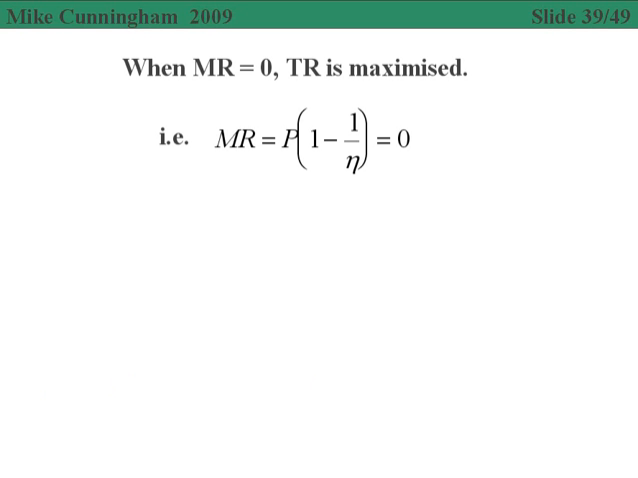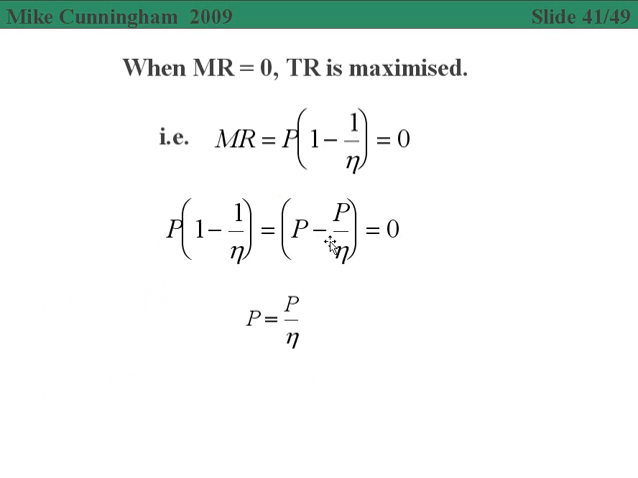So if we set this equal to 0, because we know marginal revenue is equal to 0 when total revenue is maximized, we should be able to work out the elasticity figure. That's the only one we don't know. Now multiply it by p, multiply the p's inwards, so we get p minus p over eta is equal to 0. Simple multiplication. And if we take this over to the right hand side, we simply have p is equal to p over eta.